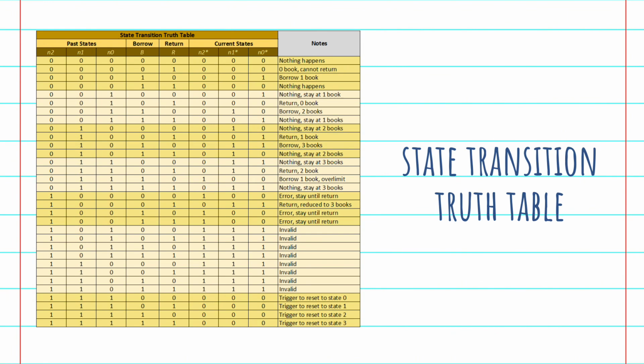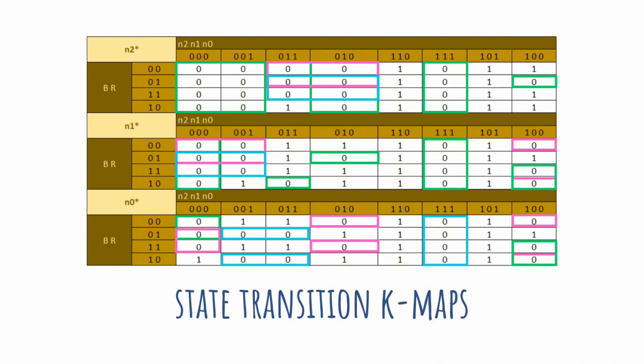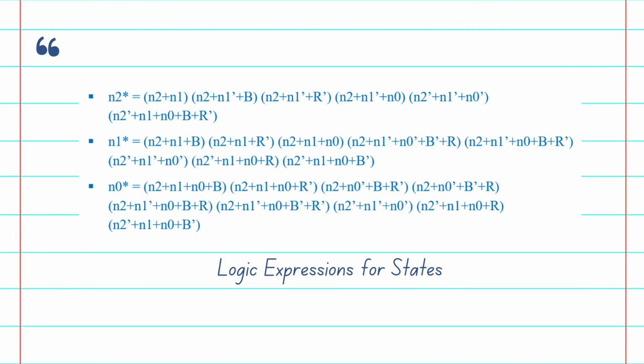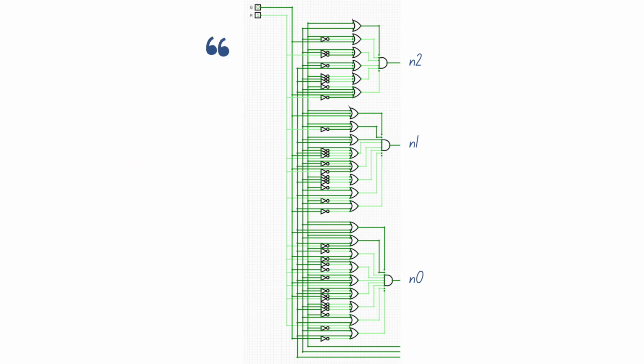The logic I just explained remains the same. However, in this truth table, I also take care of the invalid values such as states beyond 100. For example, 101. If somehow the states are invalid, there will always be a trigger to go back to book count 0 to reset. Here's the state transition K-map, which is not too simplified, and here are the logic expressions for state transitions, as well as the combinational logic circuit implementation on CircuitVerse.